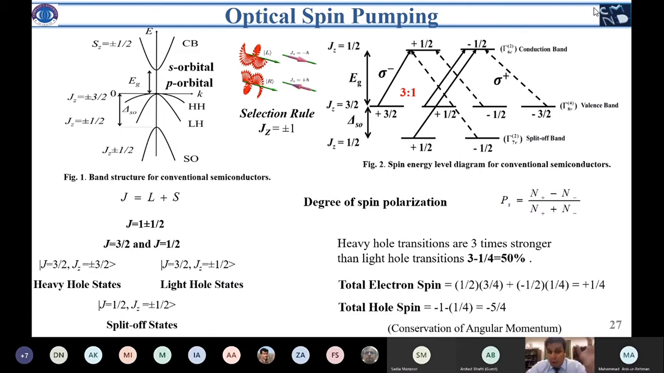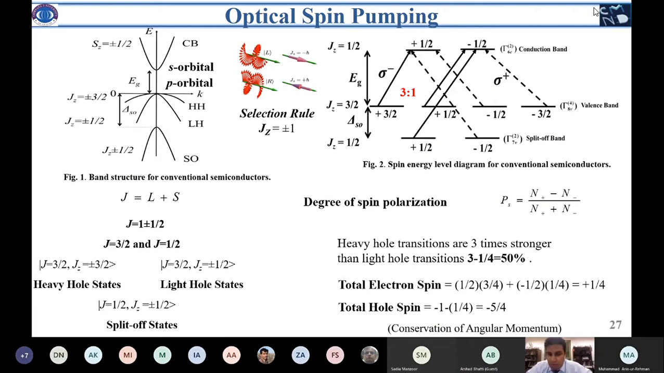Now, let's say the split-off energy is much greater compared to the band gap, or it has a good magnitude. The mixing of the split-off states with the valence band states will be reduced to a minimum. So this will help to increase the degree of spin polarization. The total electron spin can then be calculated by the vector addition of the multiplication of the probability and the spin magnitude.